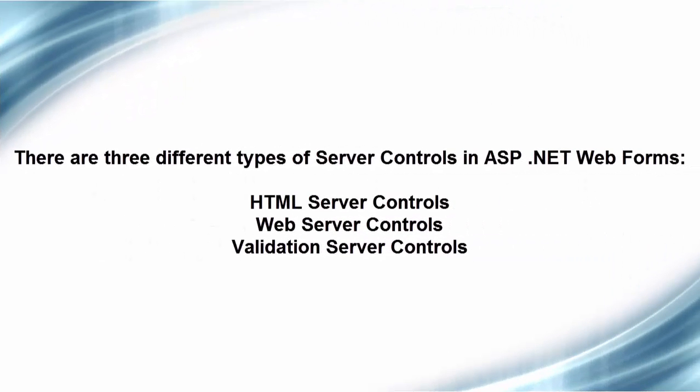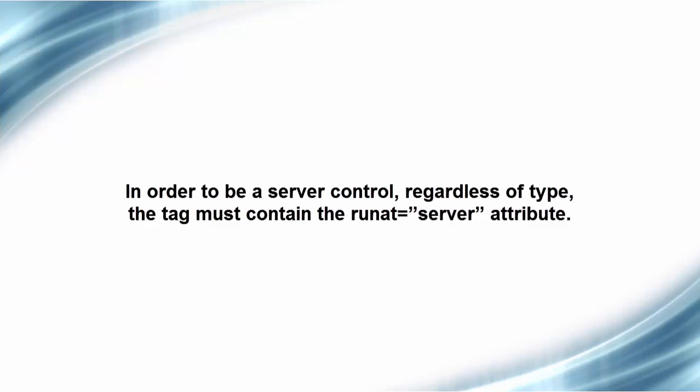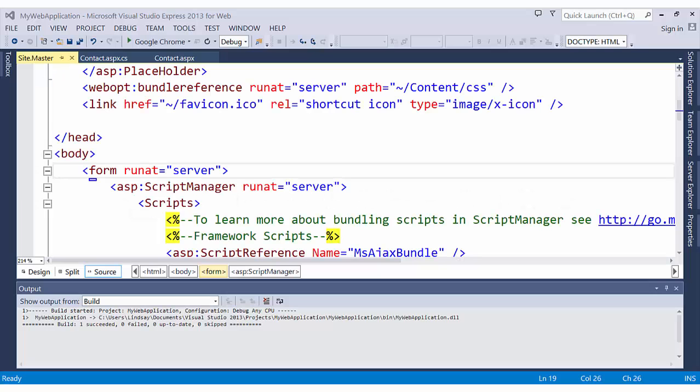There are three different types of server controls in an ASP.NET Web Forms application: HTML server controls, web server controls, and validation server controls. In order to be a server control, regardless of which type, the tag must contain the runAtServer attribute. The form runAtServer tag in the master template is an HTML server control.